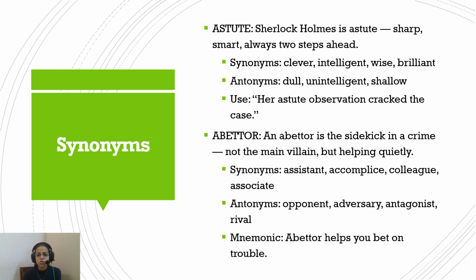Astute. Astute means clever, sharp. So with astute, you can always remember Sherlock Holmes. He's an astute observer. The synonyms for this word could be intelligent, clever, wise, brilliant, and the antonyms, of course, would be unintelligent, dull, shallow. So, her astute observation cracked the case. That means her very clever observation.